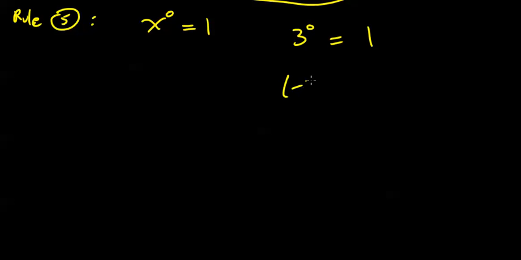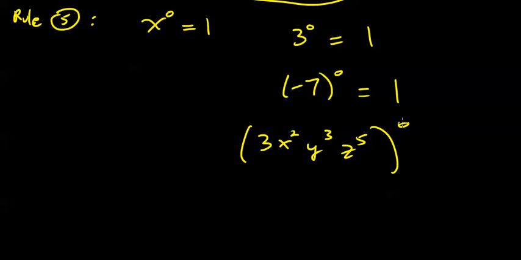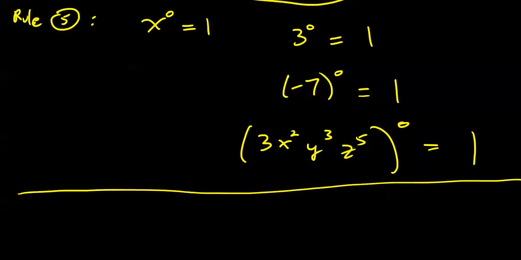How about minus 7 raised to the 0 power? Guess what? It's 1. How about 3x squared y cubed z to the 5th power raised to the 0 power? It always equals 1. Anything to the 0 power equals 1. Right? That will come into play later on in the chapter. Alright, so let's go on to rule 6.